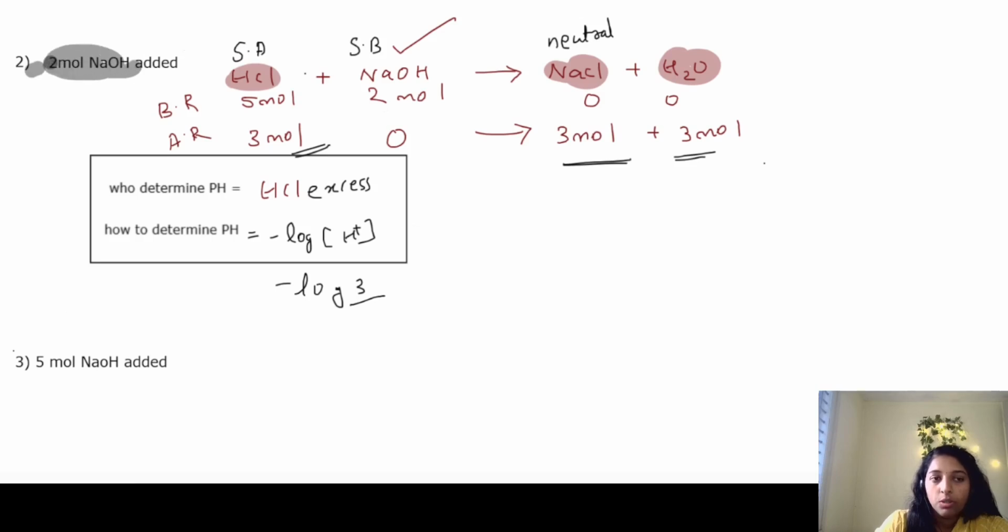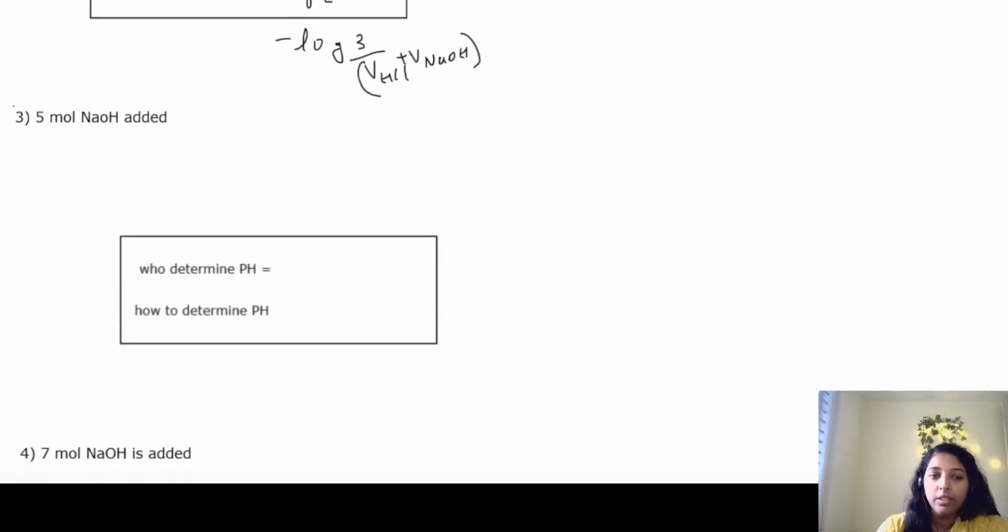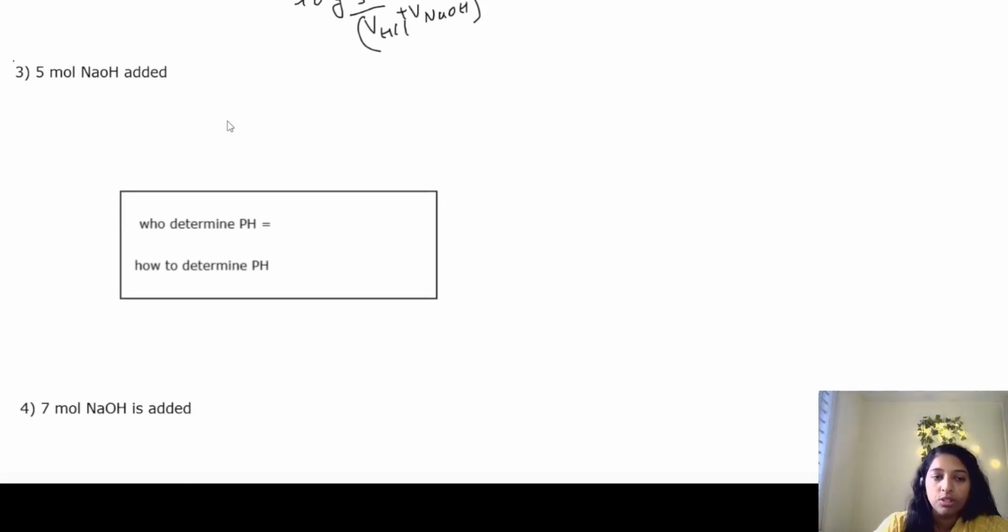So 2 moles of NaOH means it contributes some amount of volume. I didn't mention it here, but anyway, you have to consider that as the total volume. So volume of HCl plus volume of NaOH. The volume contributed by the 2 moles of NaOH should also be considered. Correct? So negative logarithm of 3 is actually wrong. That is the number of moles only. So negative logarithm of the excess number of moles over V total, that should be the pH. Correct?